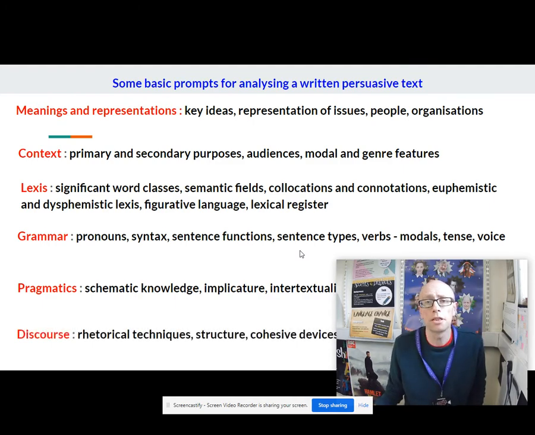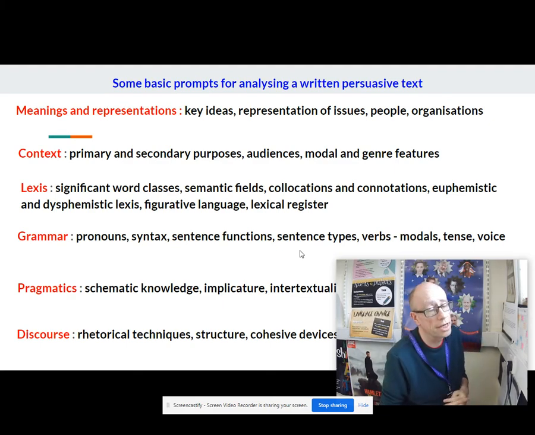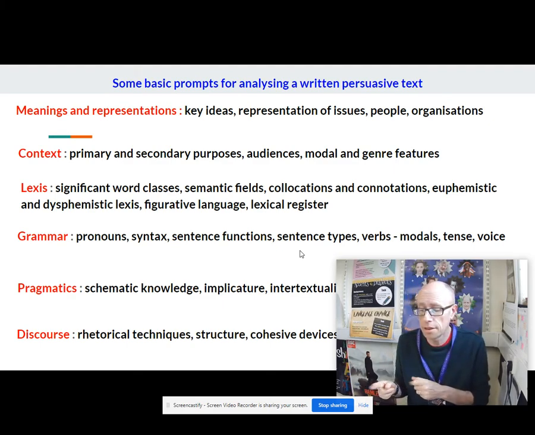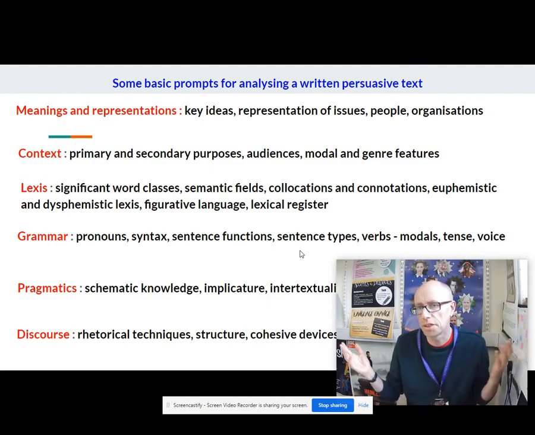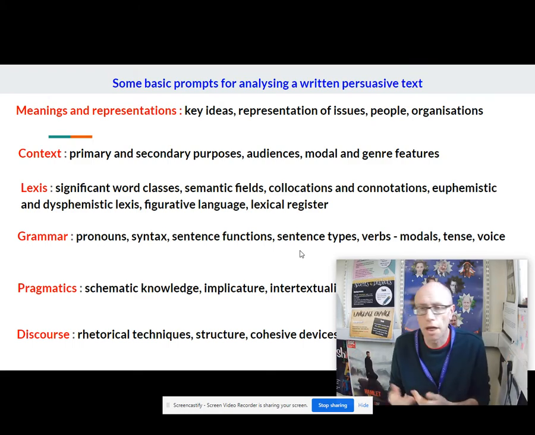Finally, on our prompt sheets here, we've got discourse as well. Now, we spent the last video thinking about various rhetorical techniques, which were listed in the AQA textbook on page 266. So I'm talking about things like polysyndeton and litotes and hyperbole. So be on the lookout for those sorts of specific rhetorical techniques. How and why are they being used in the article?